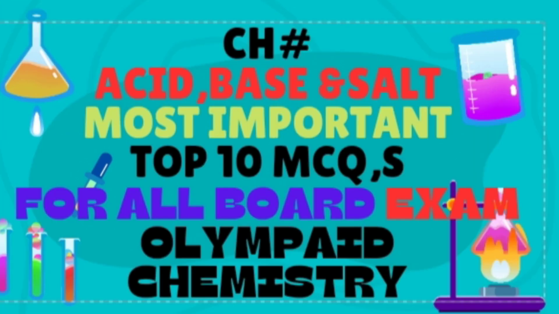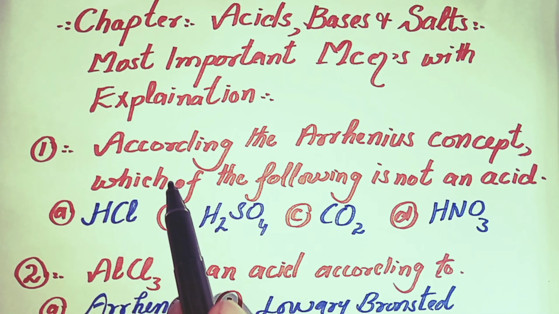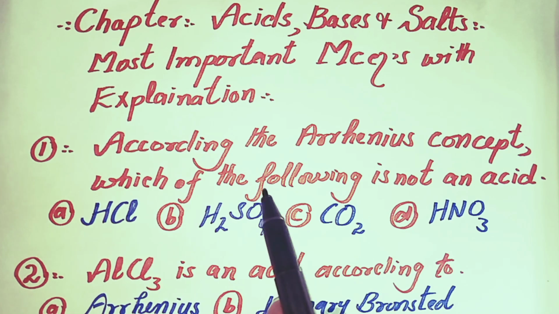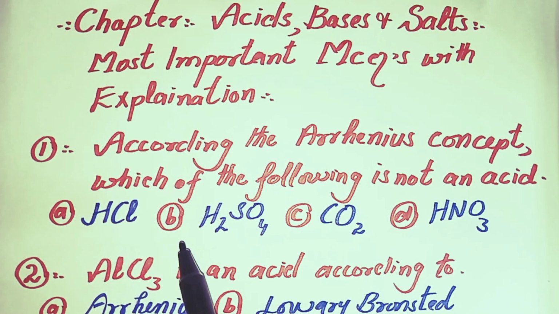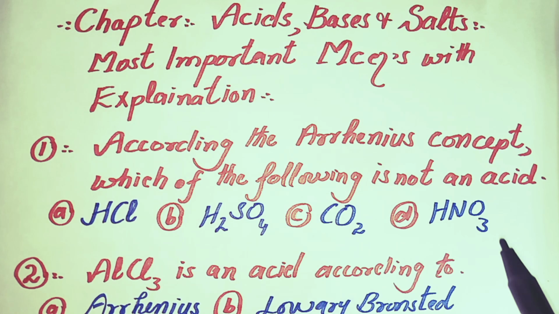Today with another interesting and informative video in which we are discussing the most important MCQs with explanation from the chapter acid, base and salt. So the first MCQ: according to the Arrhenius concept, which of the following is not an acid? Option A HCl, option B H2SO4, option C CO2 and option D HNO3.